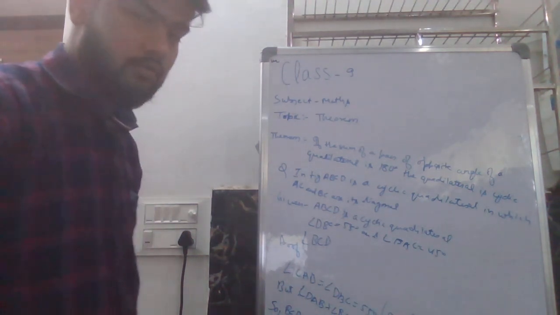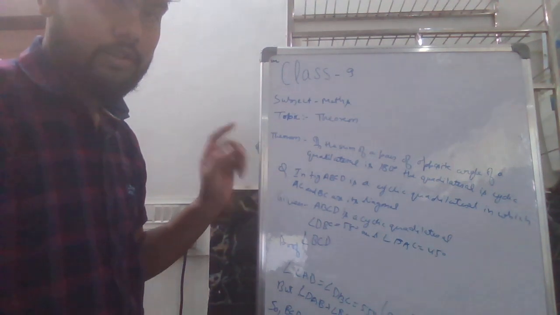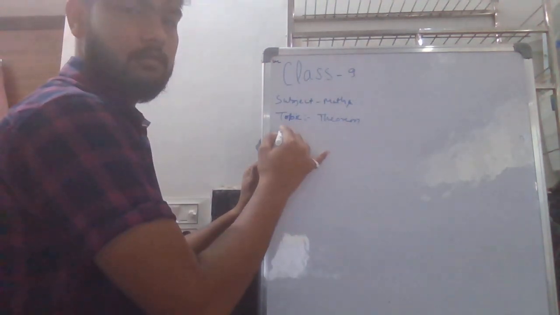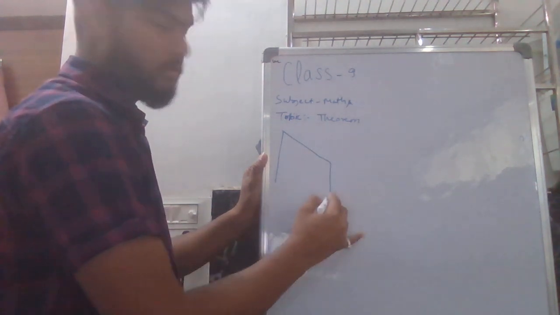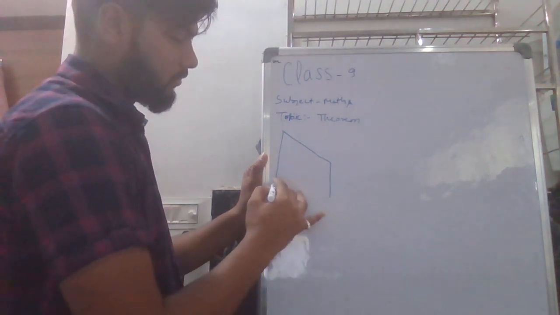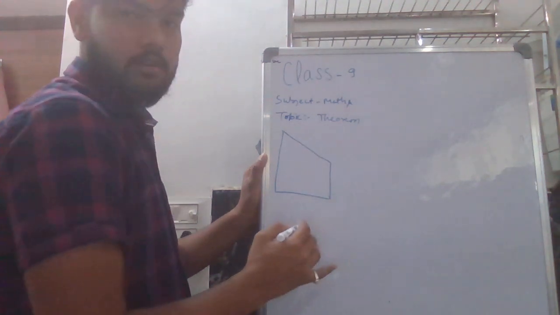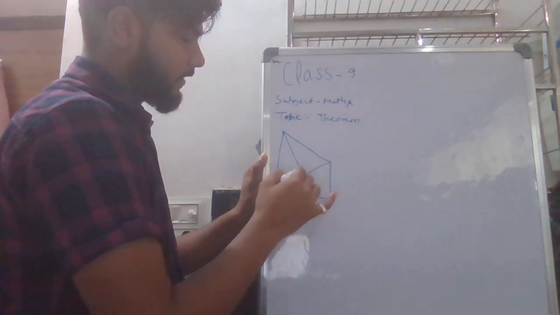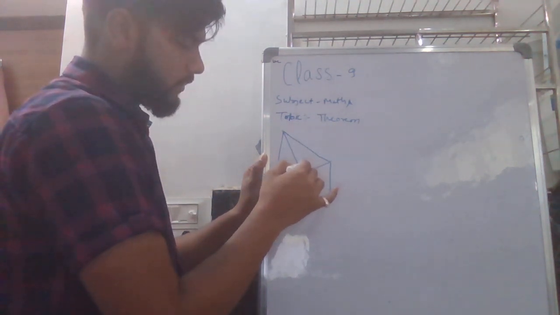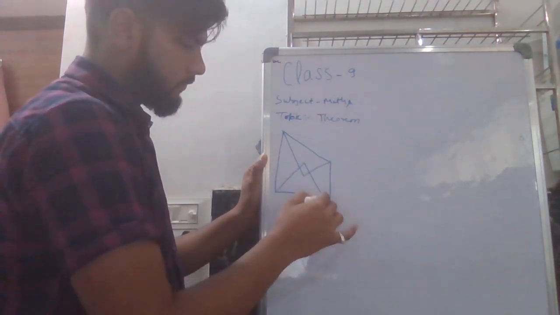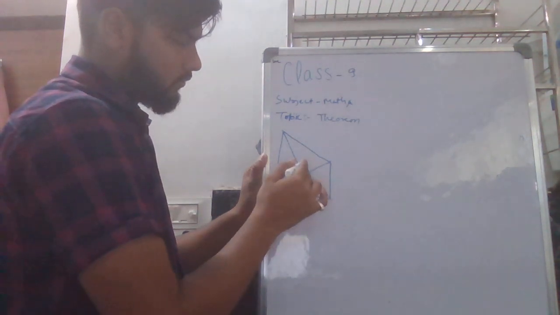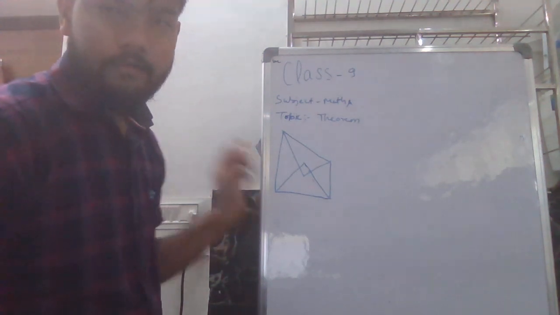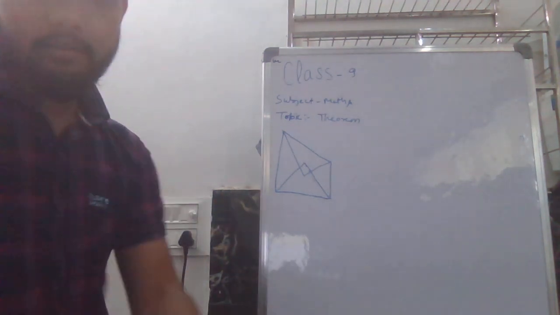Here I will construct the image. The image is like a quadrilateral, and inside this quadrilateral we can see there is another quadrilateral made by the bisectors, forming triangles inside. So this will be like this.